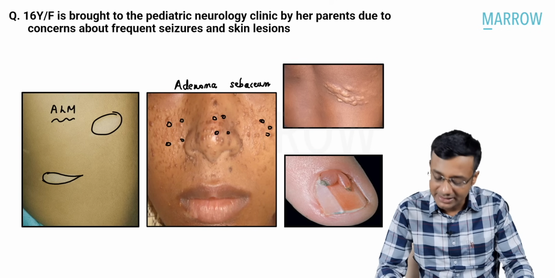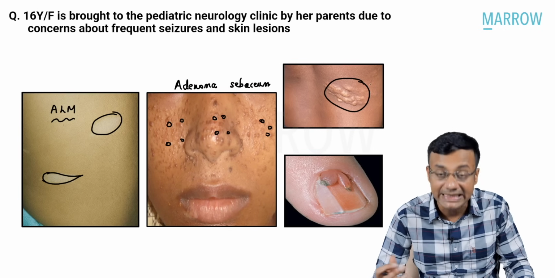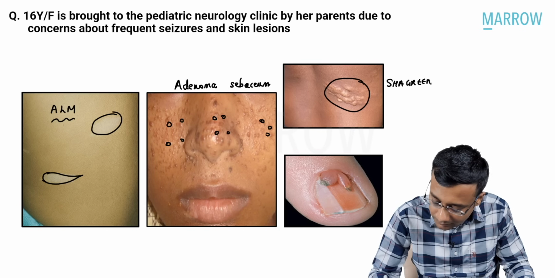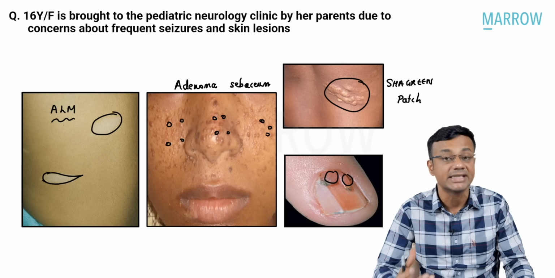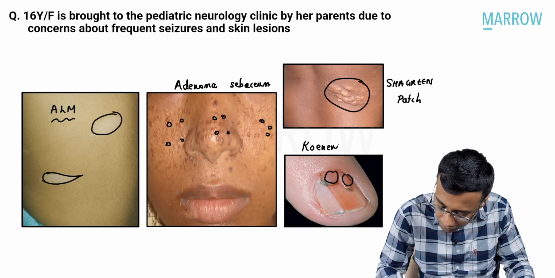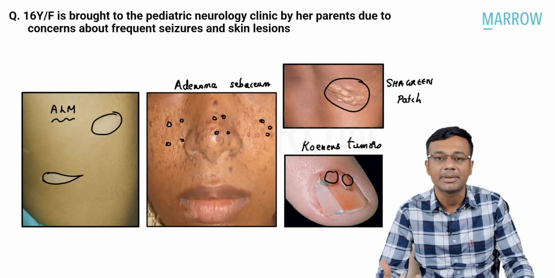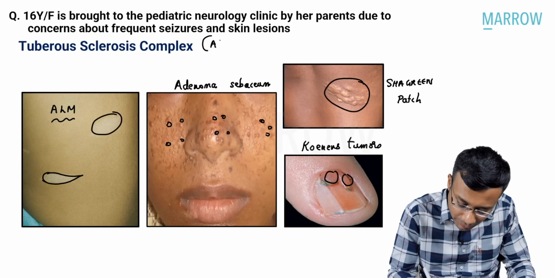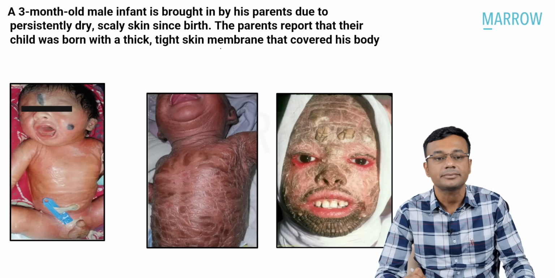On the lower back, what do we examine for? We look for these leathery plaques which are referred to as shagreen patch. Examination of the nails reveals fibromas. These are periungual fibromas, called Cohen's tumors. So ash leaf macules, adenoma sebaceum, shagreen patch on the lower back, and Cohen's tumors around the nails. We're talking about tuberous sclerosis complex, which is an autosomal dominant disorder.